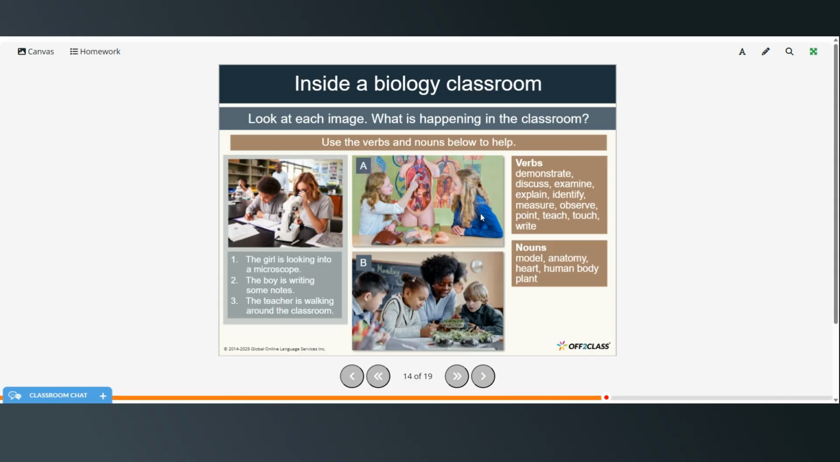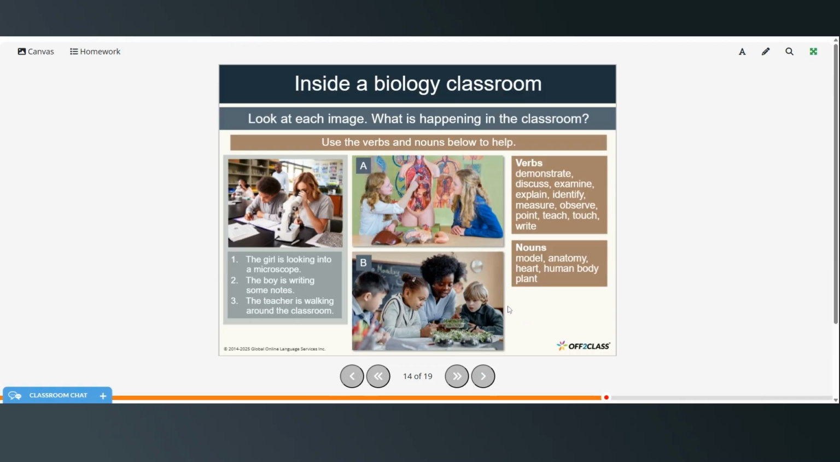So some possible answers. Yours might be different. You could say the girls are examining the model of the human heart. The first girl is pointing to something in the model, and the other girl is observing what she is doing. And both students are learning about the human anatomy.